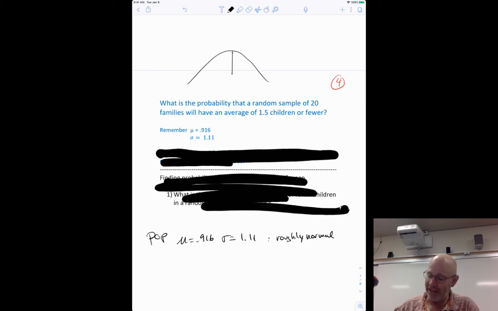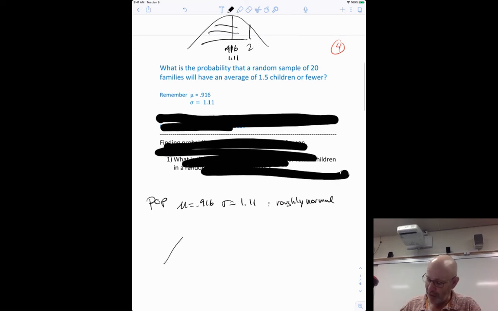If I was just asking you a normal curve problem, 0.916, 1.11, and I ask you what's the probability that any one family had less than 2, we would just do this little normal curve thing, right? So all we need to do in these problems is find the proper normal curve with the proper mean and the proper standard deviation. Remember, we're not picking one, though. We're picking a sample of 20.